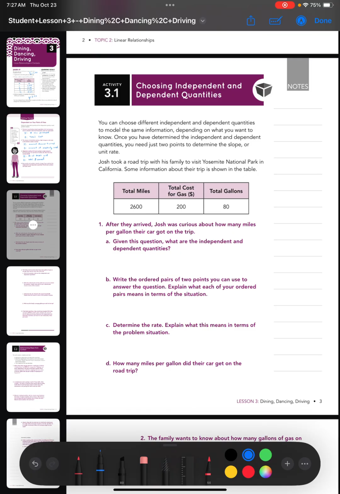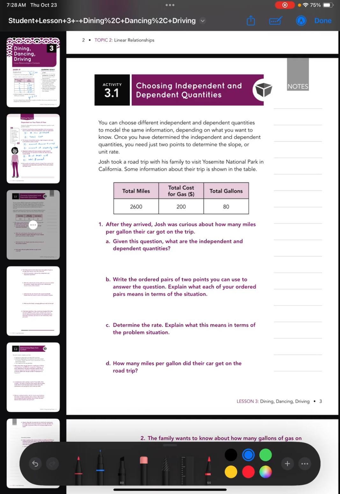All right, activity 3.1, choosing independent dependent quantities, more work on that. So it says you can choose different independent dependent quantities to model the same information based on what we know. Once you've determined the independent dependent quantities, you need just 2 points to determine the slope or the unit rate. So Josh took a road trip with his family to visit Yosemite National Park, and some information about the trip is shown. So they gave us total miles, total cost for gas, and then total gallons of gas used.